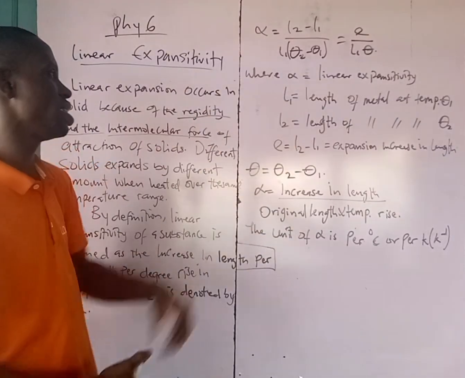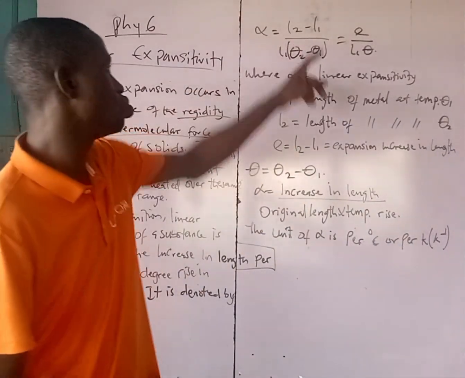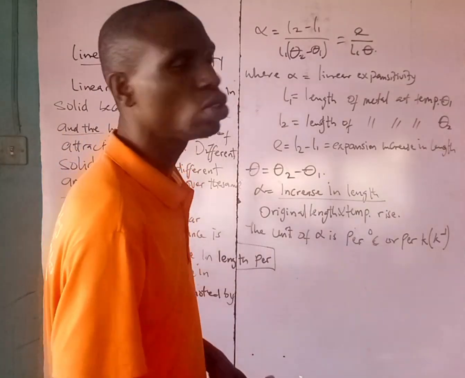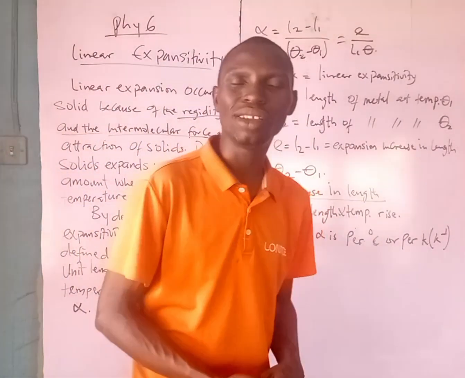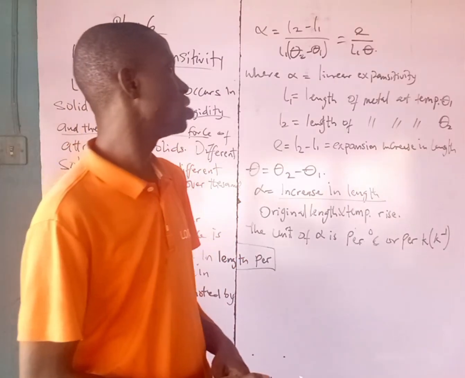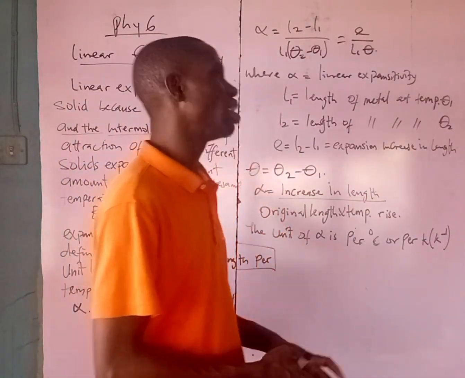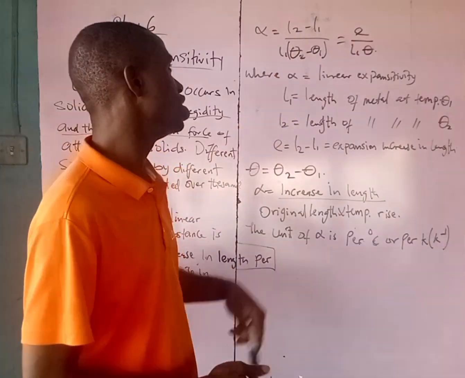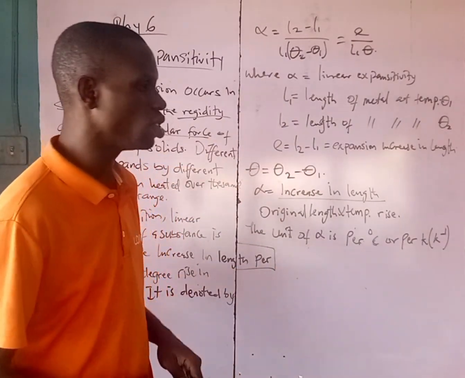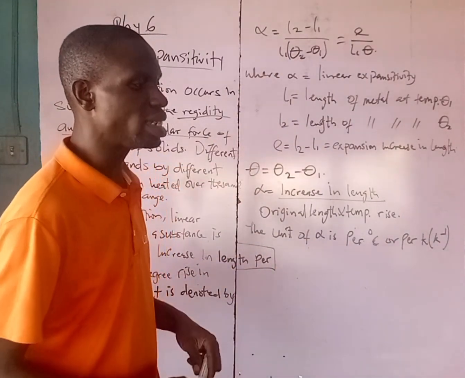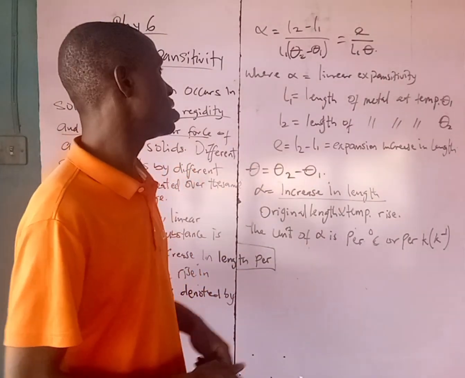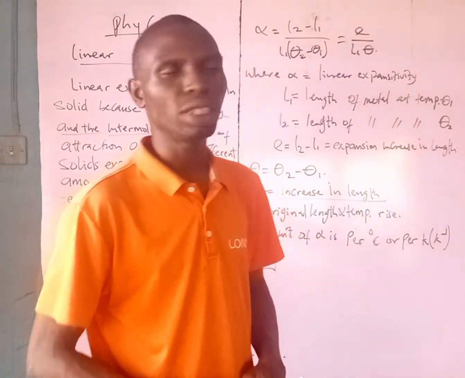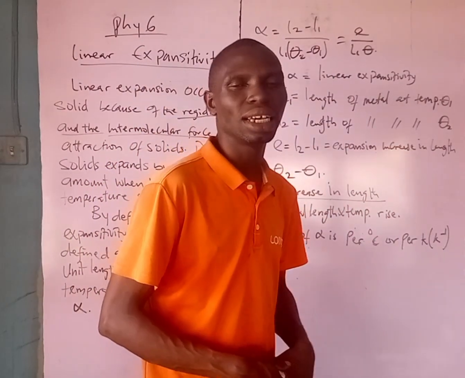So that is what we are saying here, and this is the formula: L2 minus L1 all over L1 into theta 2 minus theta 1. L2 of course is the new length of the solid. Then L1 is the initial length. Theta 2 is the new temperature. Then theta 1 is the initial temperature.